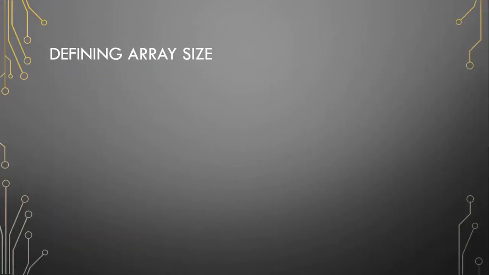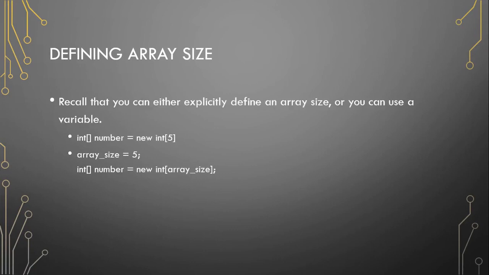Now, obviously, we can also define an array size, and we just saw that in the example I just gave. Recall, you can either explicitly define the array size, or you can use a variable. So int[] number = new int[5] is explicitly defined with a number. I can also do that with a variable. So let's say arraySize = 5, int[] number = new int[arraySize]. And of course, the advantage of using a variable right here is that you could use keyboard input. Like, please enter the size of the array. You can set the array size to keyboard.nextInt, for example.